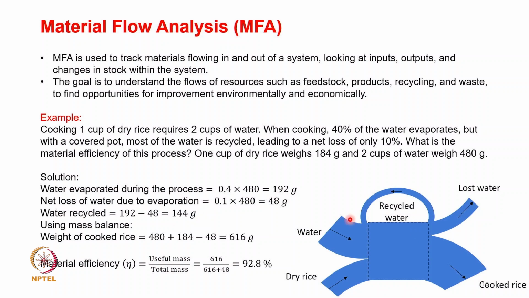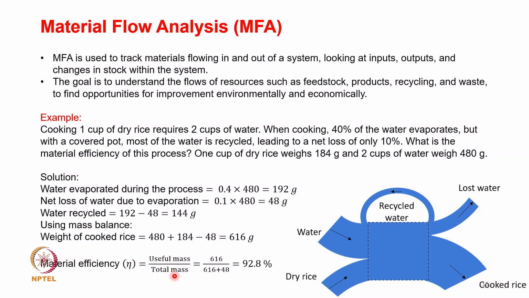And what is the weight of the cooked rice now? Fine. So you have 480, which is the value of the water, and 184 is the dry rice, and the water that is lost due to the evaporation you would have to discount. So it would be the summation of 480 plus 184 minus 48, and you would eventually come up to 616 grams. Now you can eventually calculate the material efficiency.